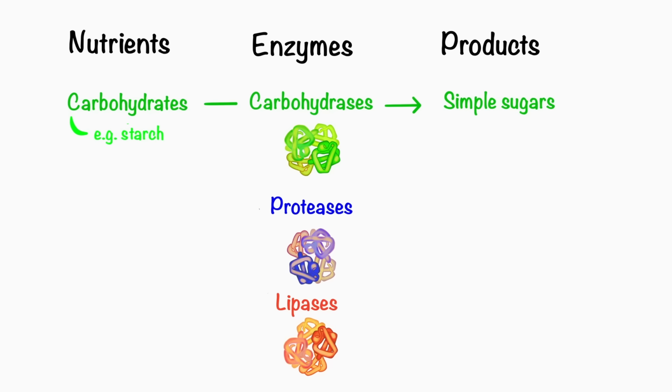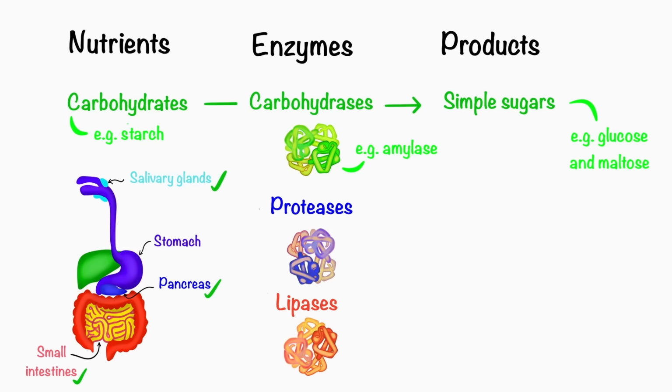Carbohydrases break down carbohydrates like starch into simple sugars such as glucose and maltose. Amylase is the main carbohydrase in your digestive system. It's produced in three different places: the salivary glands in your mouth, the pancreas, and the small intestine.